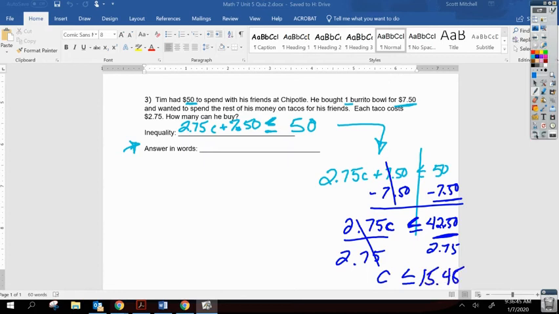I doubt that they're going to let you buy 45 hundredths of a taco. So you can't get this, and you can't get 16. Your number of tacos has to be less than or equal to 15 and change. So the answer in words is Tim can buy up to 15 tacos. He could buy less, but he can't buy more than that. He can buy 15 or 14 or 13. He can buy up to 15 tacos is my answer.